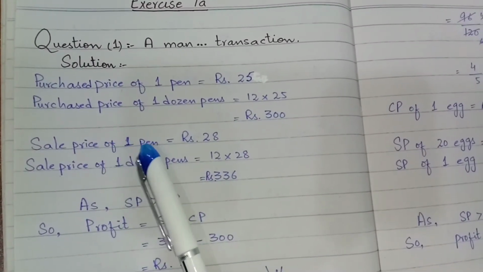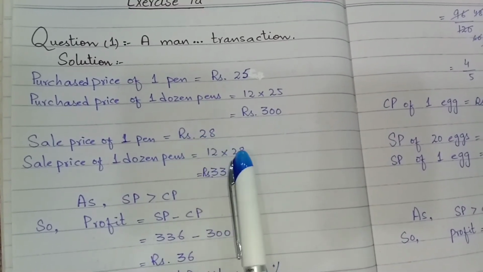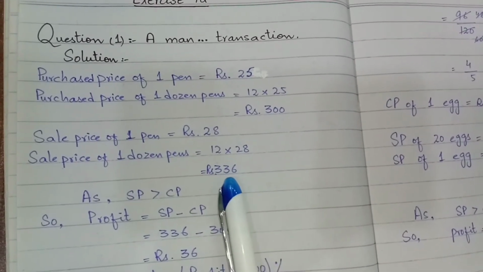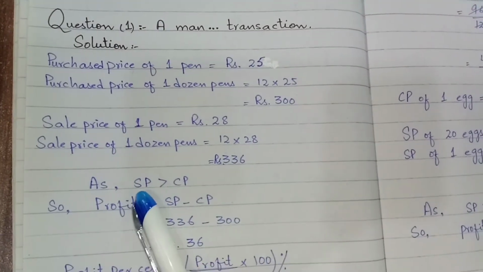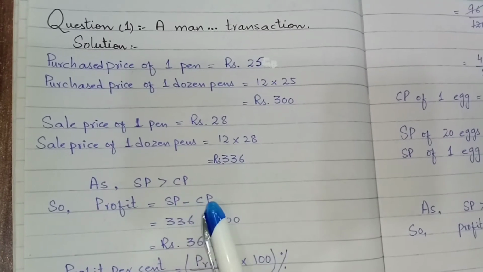Now sale price of 1 pen is equal to 28. So sale price of 1 dozen pens is equal to 12 multiplied by 28 and we get ₹336. So students, as you see, sale price is greater than the cost price, as SP is greater than CP. So this will be a profit of sale price minus cost price.